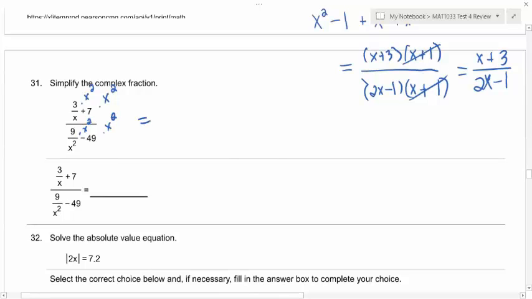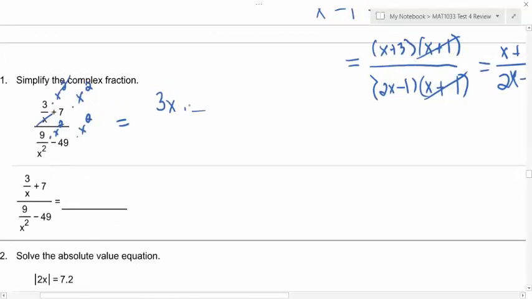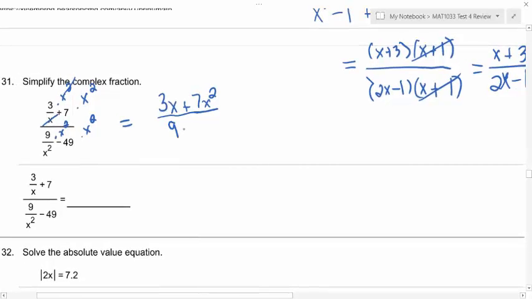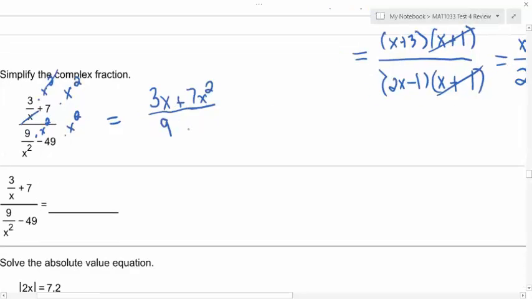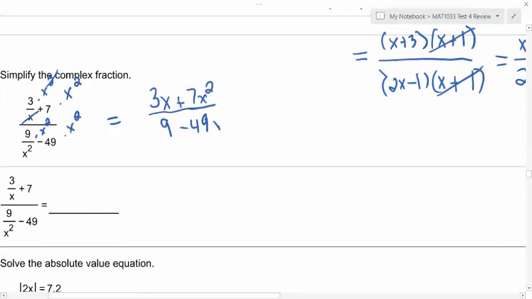Okay, so what happens here? When you multiply by x squared and then divide by x, what happens? So you're going to get a 3x. Good. Plus 7x squared. All over 9 minus 49x squared. Okay, we got rid of the complex fraction, but are we fully done with the problem?